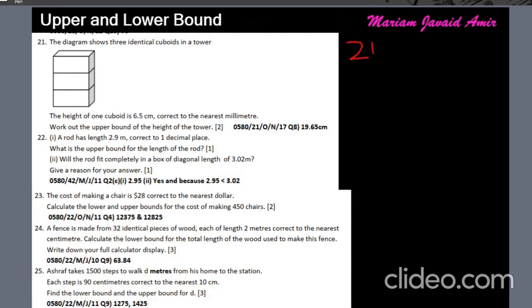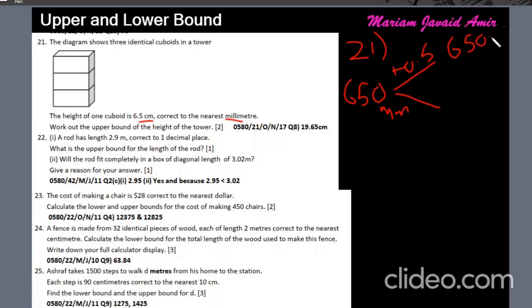Okay. The diagram shows three identical cuboids in a tower. The height of one cuboid is 6.5 correct to the nearest millimeter. So a unit conflict. So let's first change 6.5 to millimeters. So we get 650. We multiply it with 10. We get 650 millimeter. Now let's find its upper and lower bound as well. Add 0.5, because this is 1 millimeter, we divide it by 2. So we get 0.5. Add 0.5 to get the upper bound, subtract 0.5 to get the lower bound.